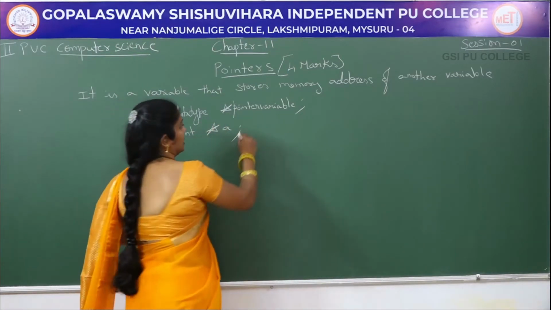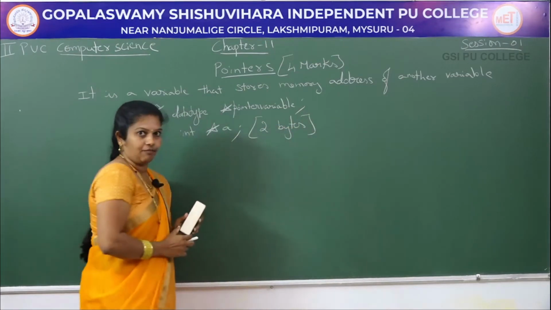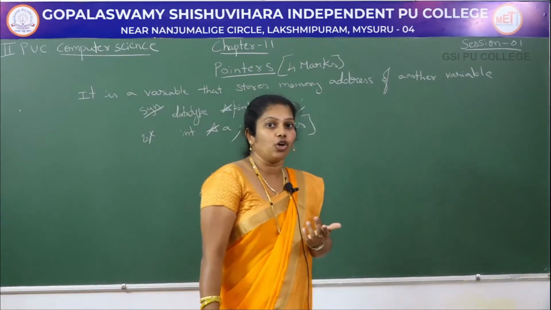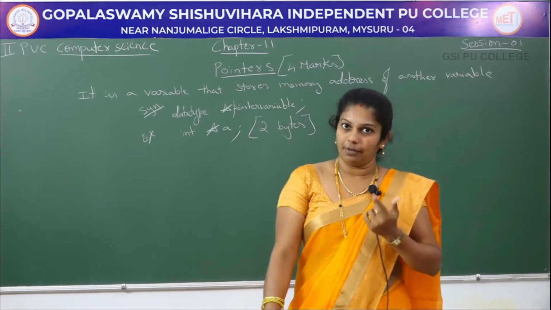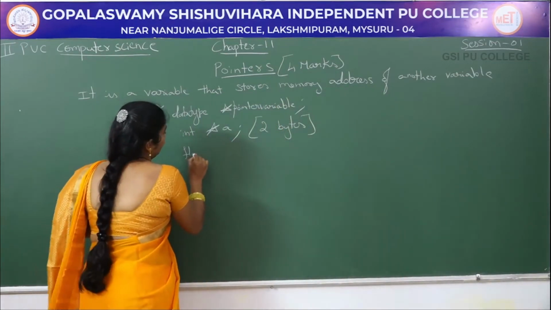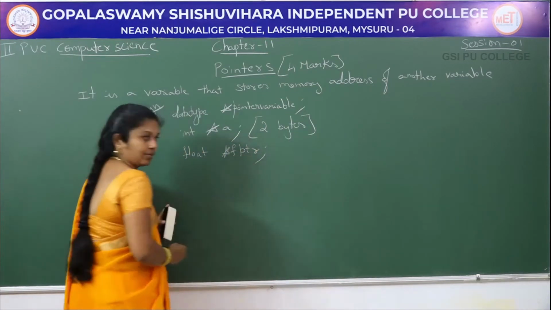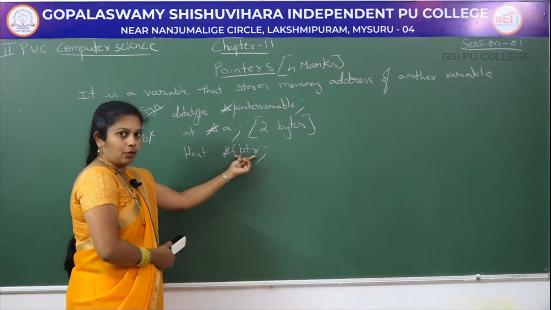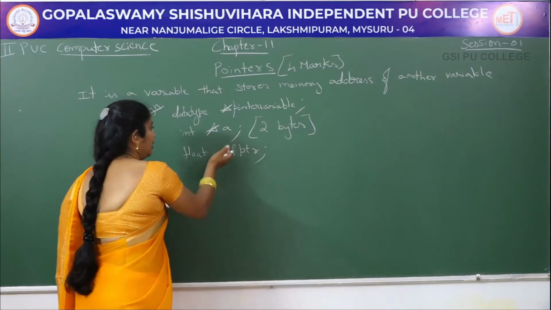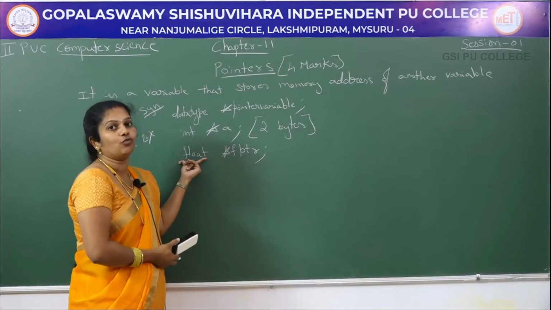For example, if it is integer, then it takes 2 bytes of data. If it is float format, then it may take 4 bytes of data. The same thing, I am going to write one more example, float star fptr. Then fptr is a pointer variable because before that variable we have the star operator, and this will store the address of another variable of type float format.